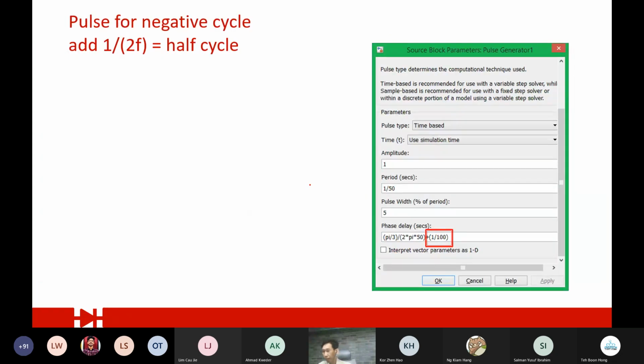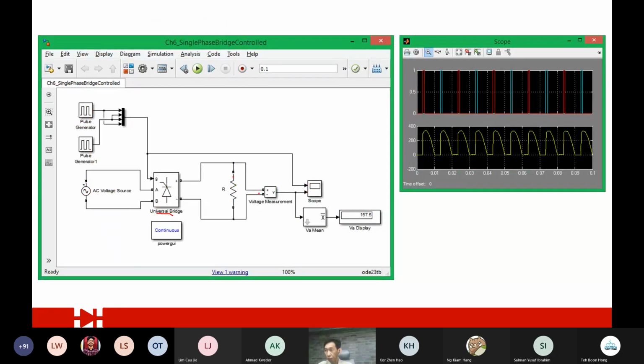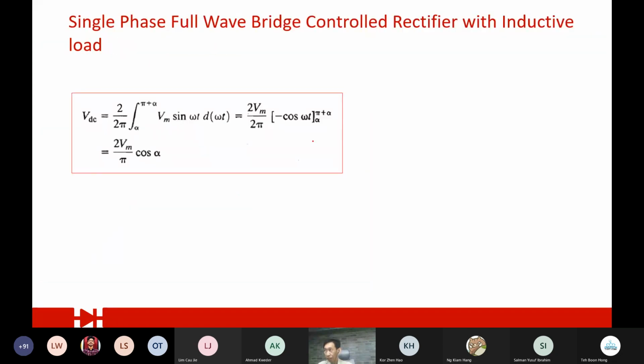If you are applying this, as we know the electromagnet is made out of coil, so it won't behave like a resistor. It behaves with the inductive, just treat it as an inductive load. When you treat it as an inductive load, the VDC equation becomes 2 Vm divided by pi, cos alpha. So it's very much different now.